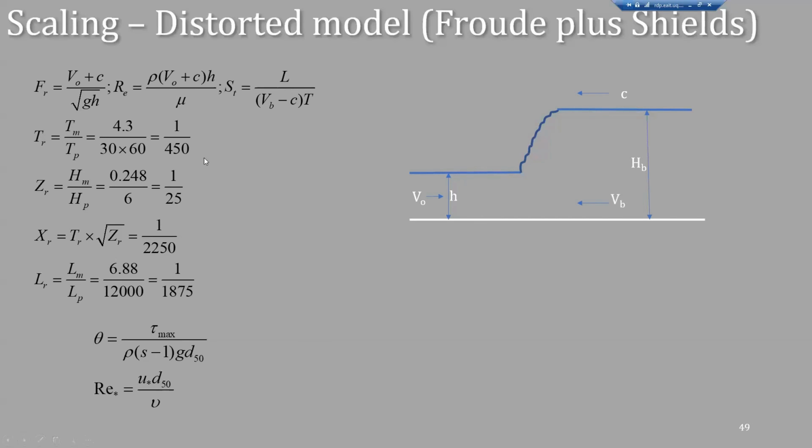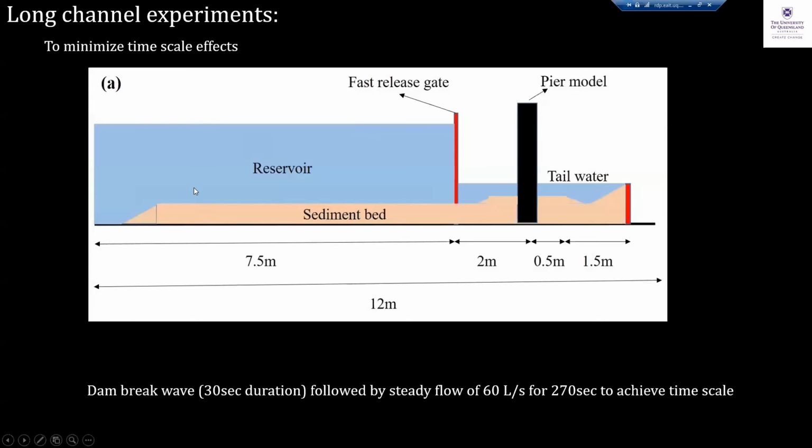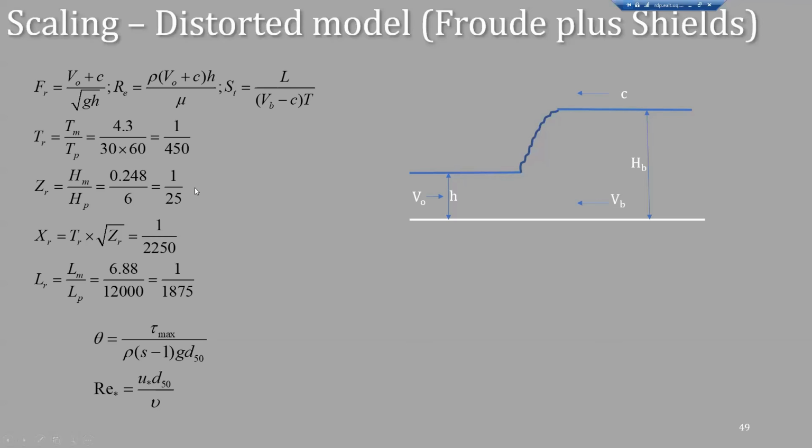And looking at some scaling calculations very quickly. We see in these experiments, the time scale was 1 in 450 and our depth scale was 1 in 25. So based on the depth scale, our required time scale was 1 in 5. Our required time scale was 1 in 5, but we were getting a time scale of 1 in 450. So we had to do some new experiments to rectify the time scale so that we can reduce the time scaling effects.